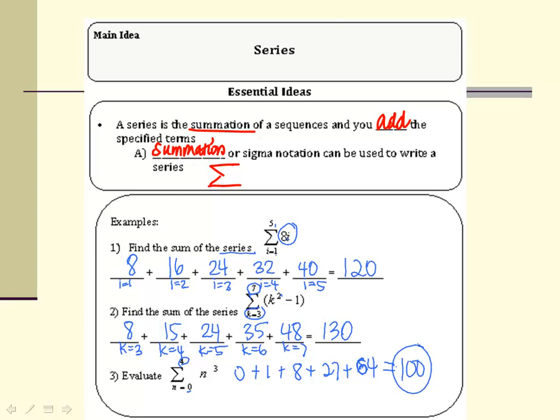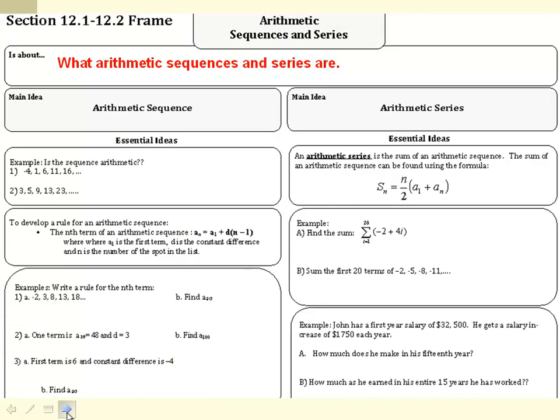And so we want you to kind of see the idea of what is the basic idea of a sequence. And a sequence just means find the values and list them. A series means add them together. Okay, so let's keep going.